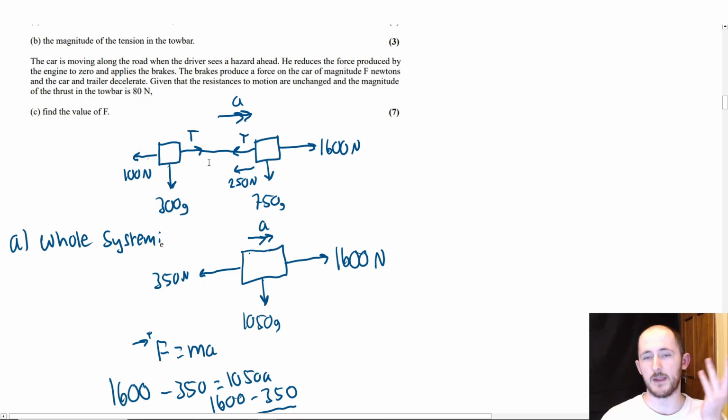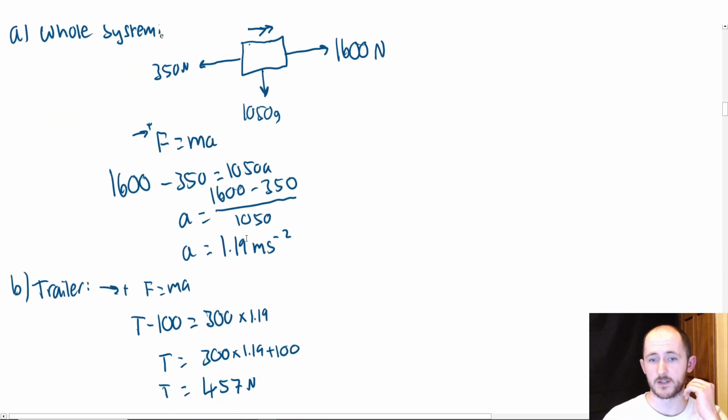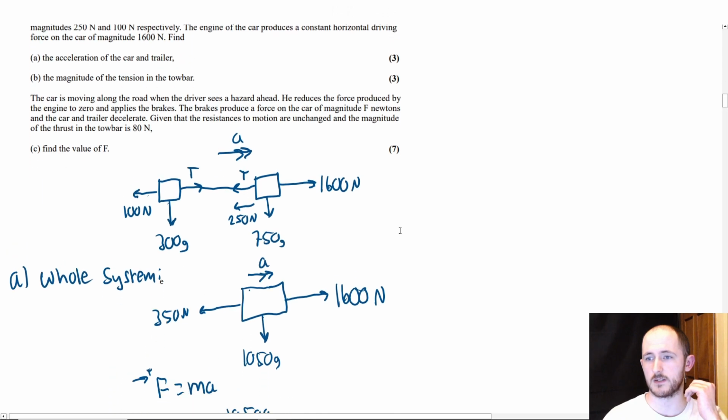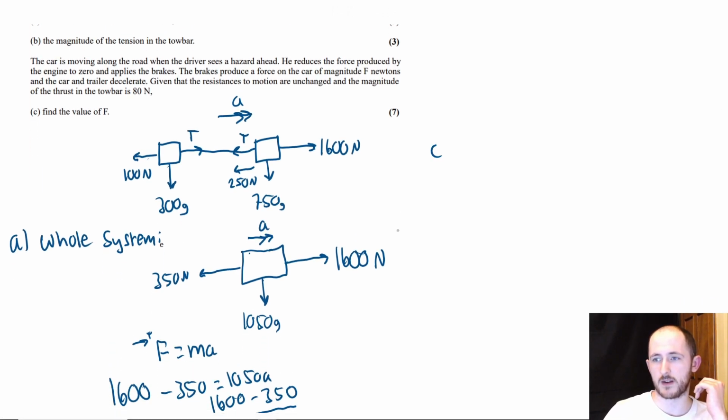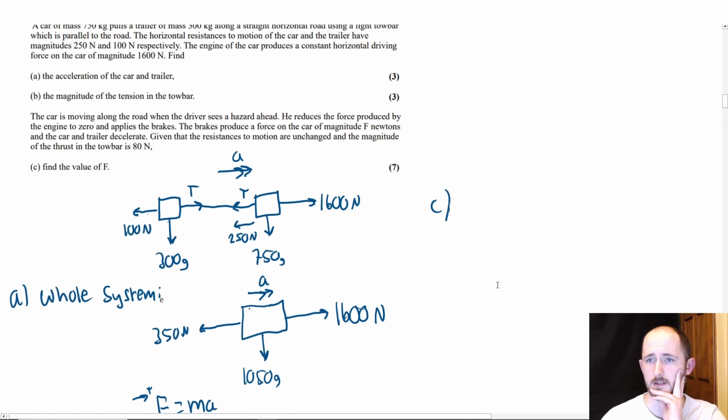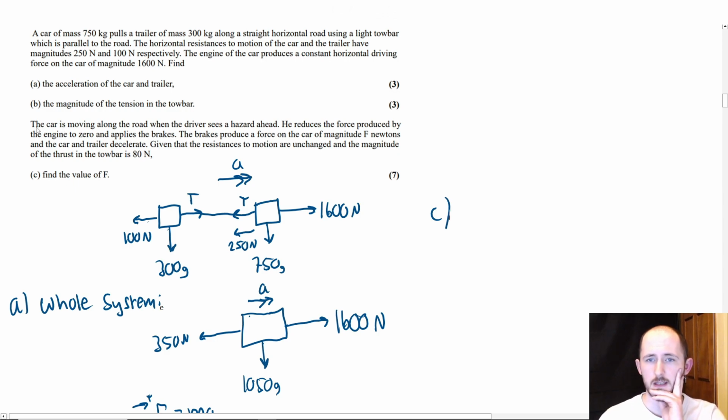Okay, so here we have another paragraph, whoop-de-doo. It's also a 7 marker, so I'm actually going to do it up here, just so I can read whilst I'm writing this down, otherwise I'm going to go crazy. The car is moving along the road. When the driver sees a hazard ahead, he reduces the force produced by the engine to 0, so this becomes 0, and applies the brakes. The brakes produce a force given the resistance changed. Find the value of F.